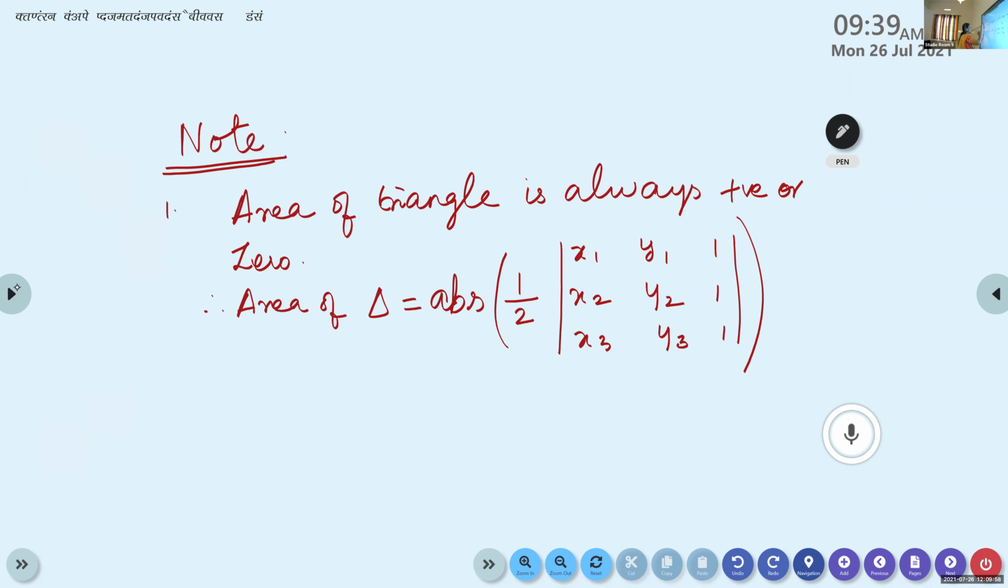This is a note. You should learn it, children. We give more importance to notes. Next, the second point. Now tell me, children, what happens when the area of the triangle is 0? Area of the triangle is equal to 0 implies?